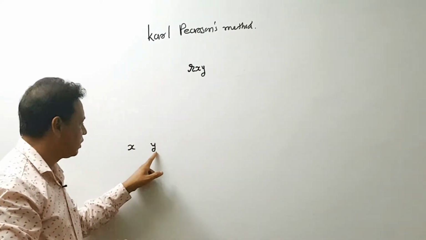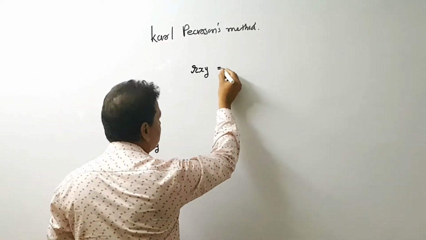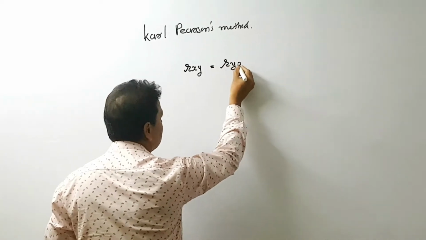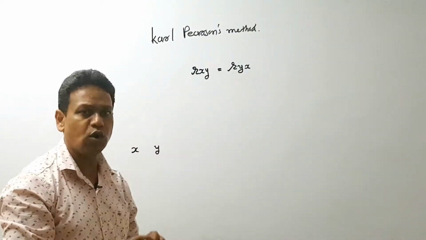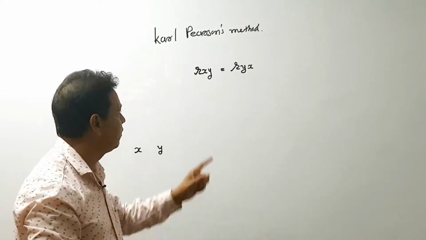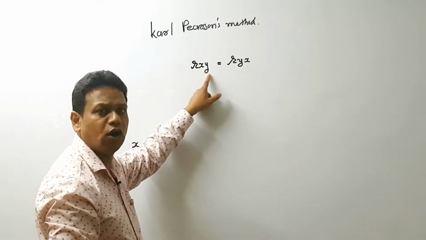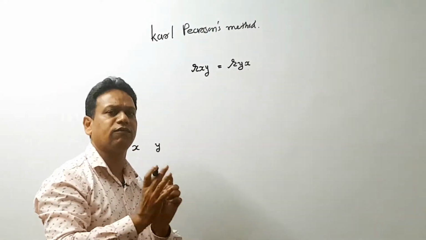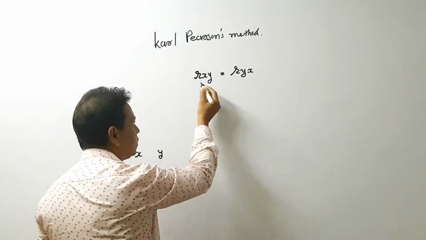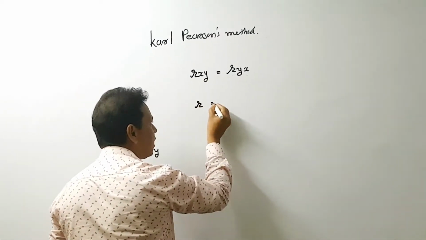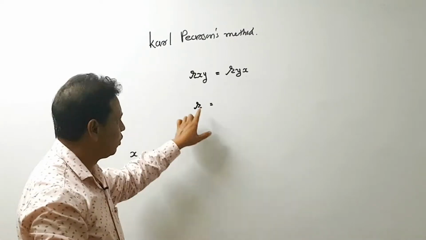Many are using y and x, and my dear friends, both answers are the same. If you find the correlation coefficient between variable x and y or between y and x, both give the same answer. So instead of this way, we are using a single r. So the notation is clear? Okay.